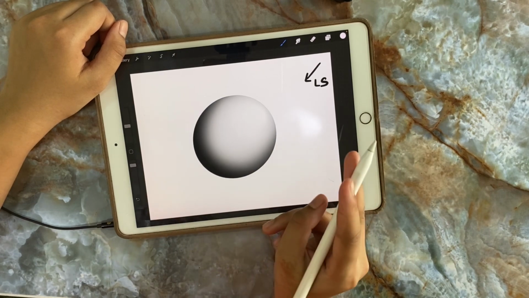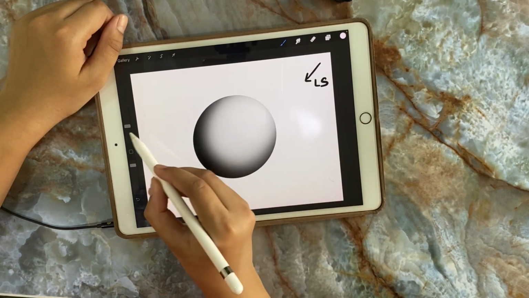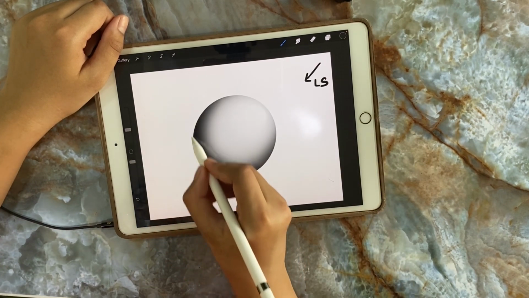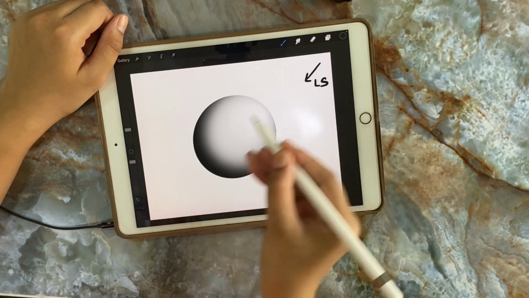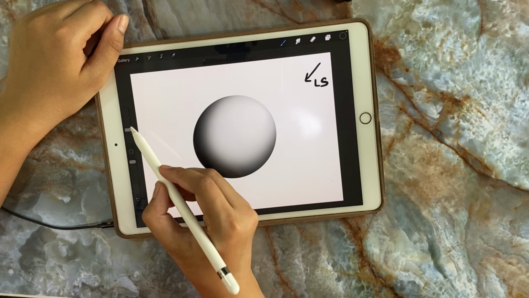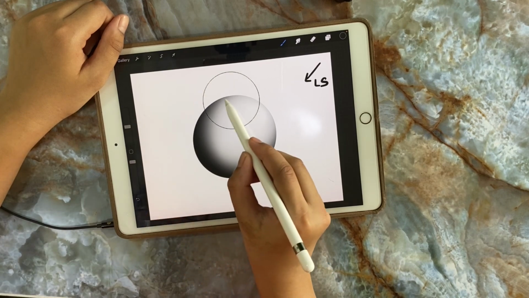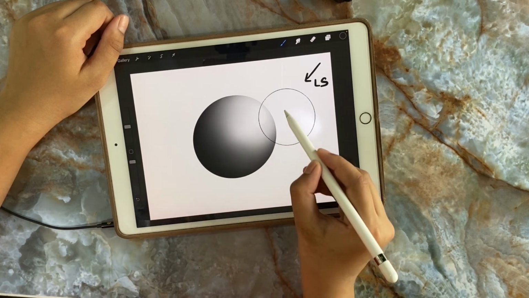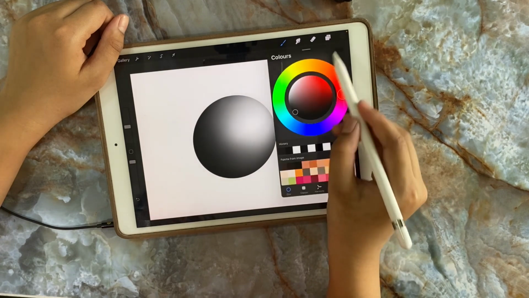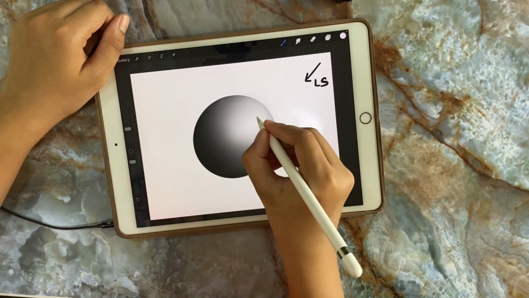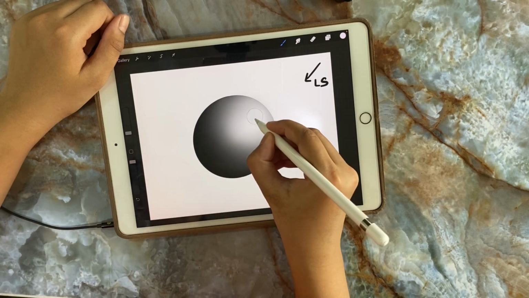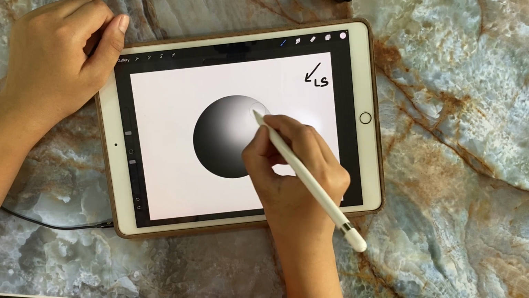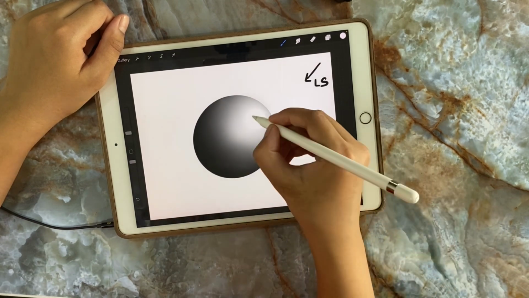So these are the first two important things that you have to consider. The highlight will be pure white, just like this. And the shadow will be present on the side opposite to the light direction. Just to differentiate the highlight from the rest of the tones, I'm shading it again. So this is here, and you have the highlight present right here. So this is how it will look.